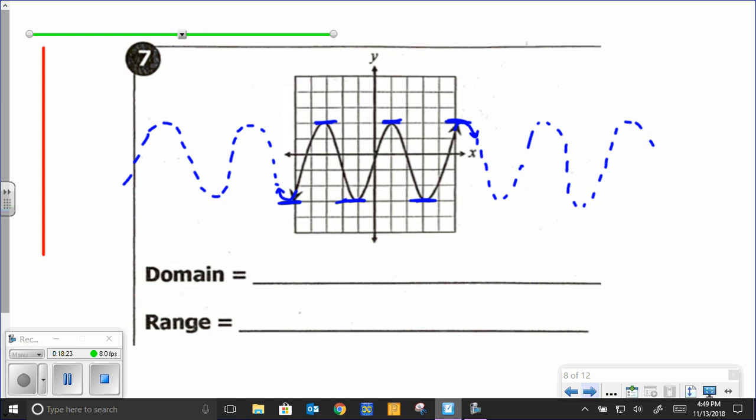I hit forever this way. And then if I keep hitting it, keep hitting it, I keep hitting it again forever and ever that way. So for my domain, my x values, this is again going to be all real numbers.